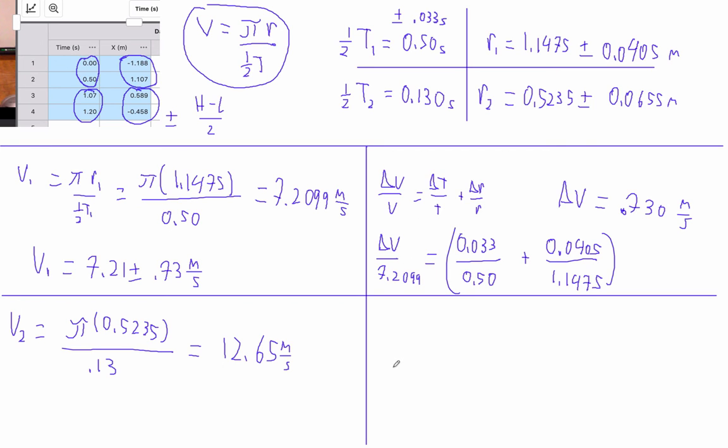Okay, so we're going to do the same thing here. The uncertainty of the velocity is to 12.65. That equals 0.033 over, and then our time is only 0.13, sorry. Okay, plus, and then our uncertainty there is 0.0655. This uncertainty is on track to be much bigger than this uncertainty, right?